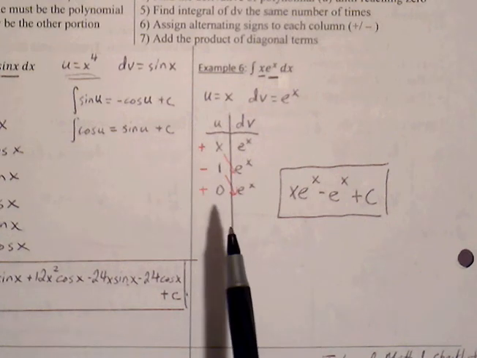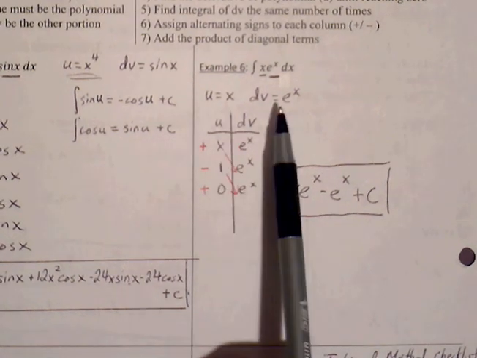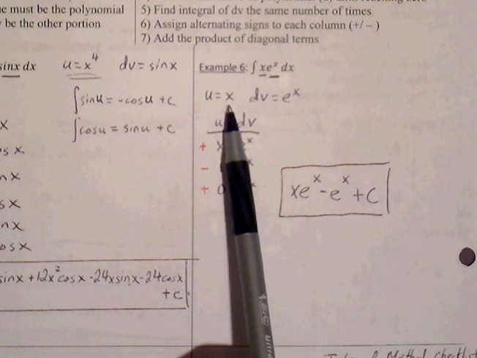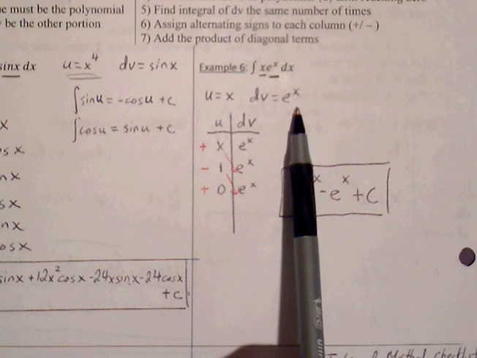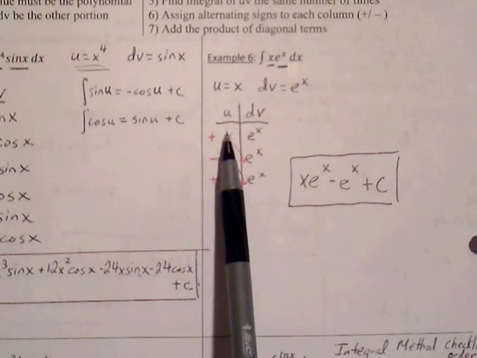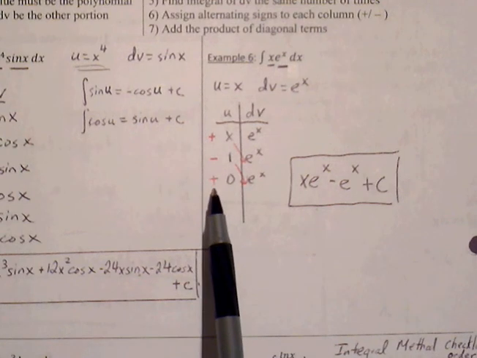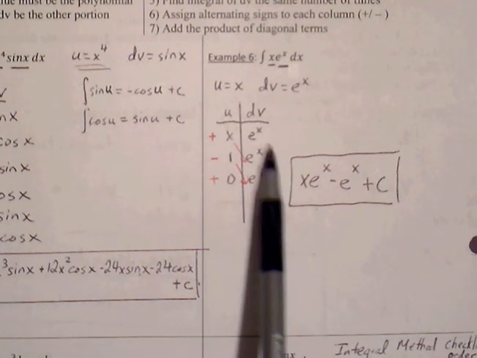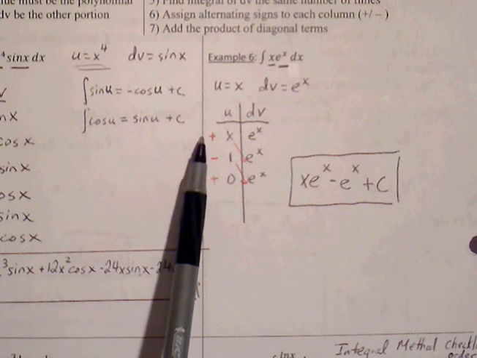So our u value is x, our dv is e to the x. Again, we can assign u to be x because algebraic or polynomial will take precedence over exponential. So under the u column, we have x, derivative becomes 1, and then 0. Integral of e to the x, simply e to the x, so we write that twice. We assign positive, negative, starting with positive, so positive, negative, positive.